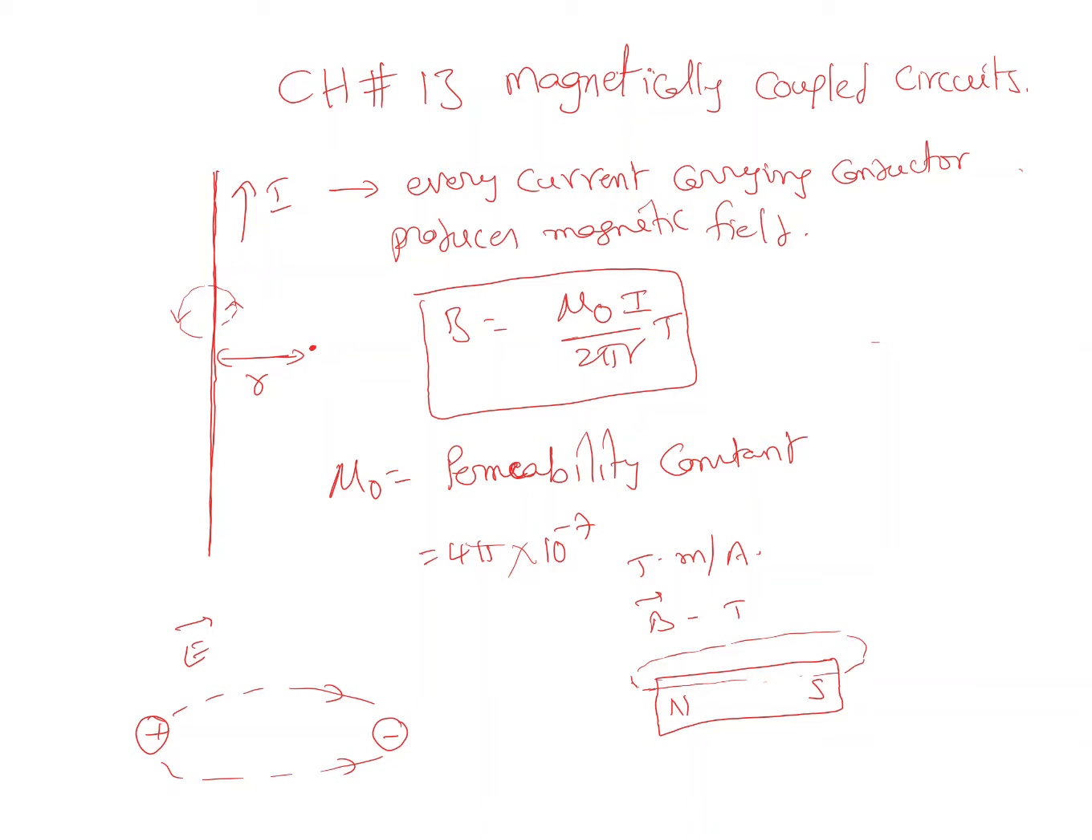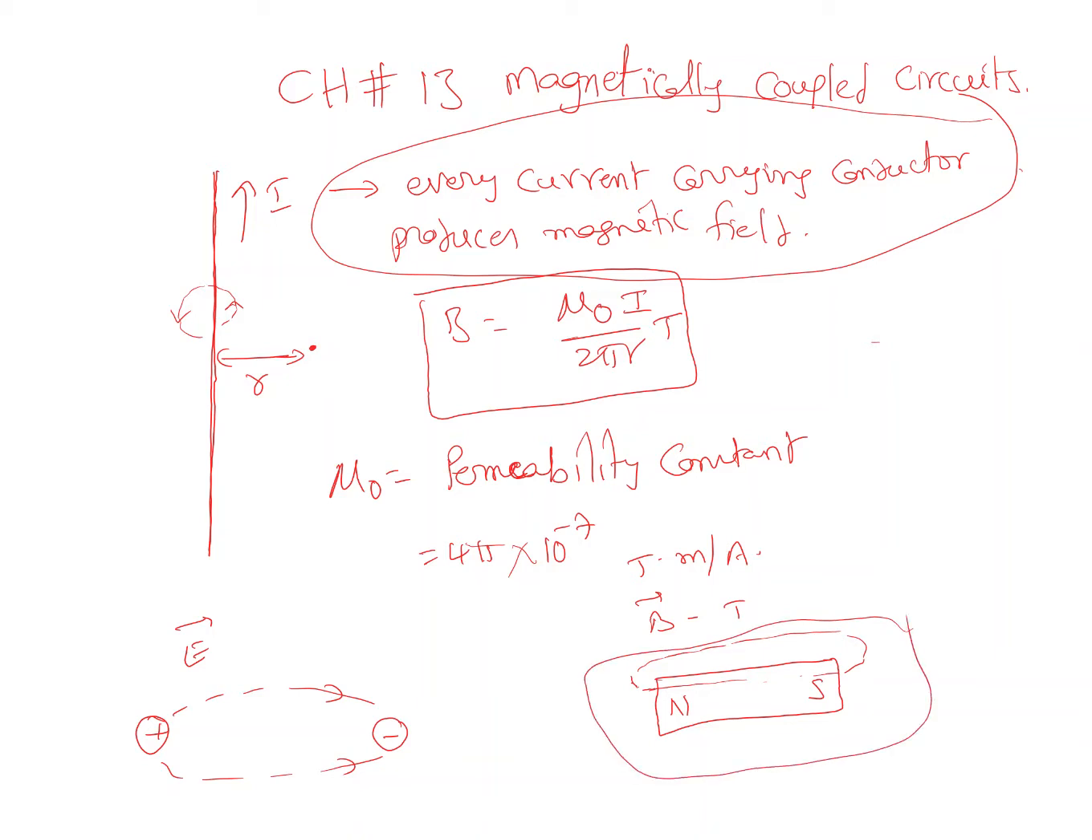Basically, there are two ways to produce magnetism. The first one is that every current carrying conductor produces a magnetic field. So whenever a current is passing through it, there is always a magnetic field. Another one is that permanent magnets always produce a magnetic field.